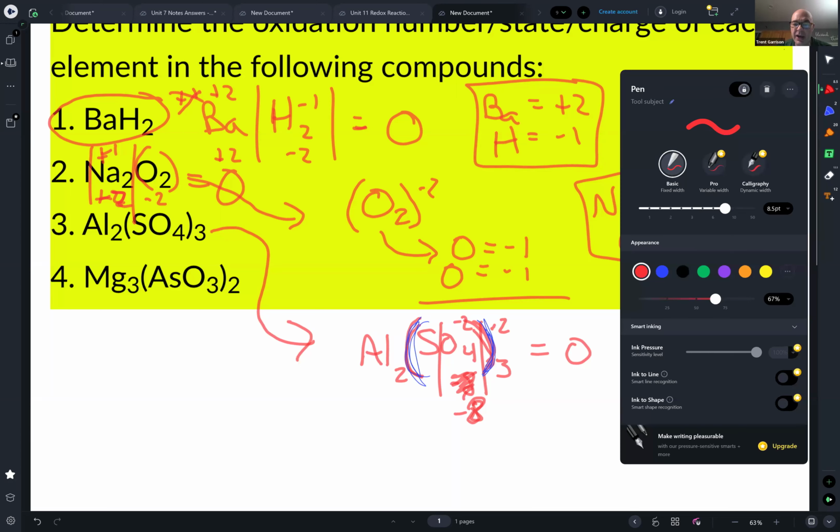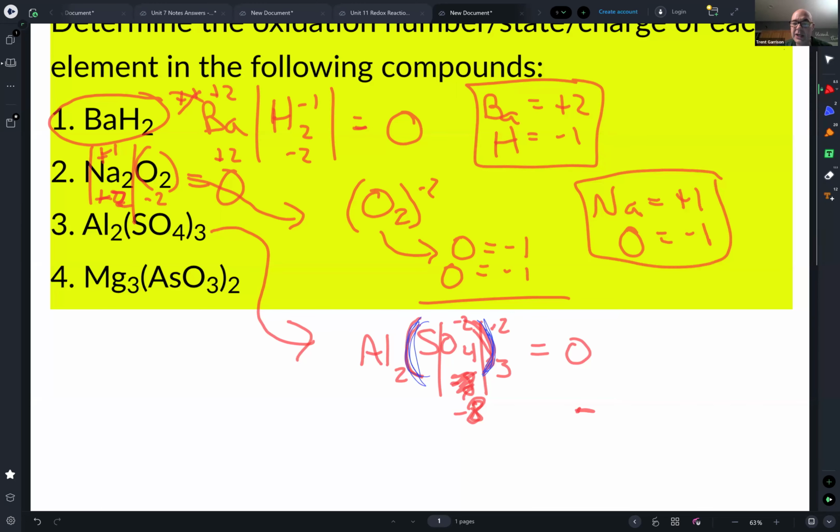If all of my oxygens equal -8, and the sulfur added to that somehow all has to equal a total of -2, what would be the value of that sulfur when added to those -8s for the oxygen to give us a -2? Well, it's going to be a +6.